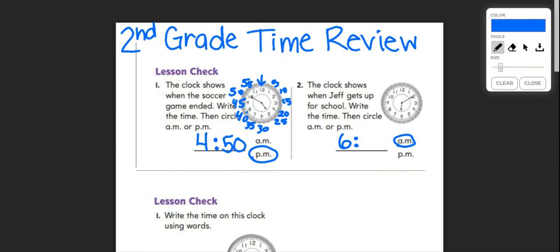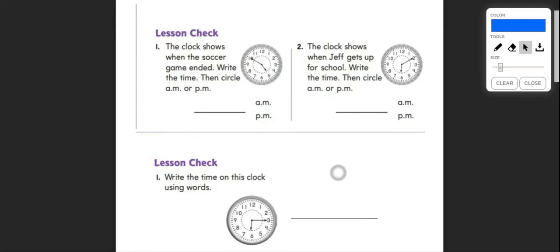Well, we said before 1 o'clock or the 1 on the clock means 5 minutes past, and the 2 on the clock means 10 minutes past. So that means it is 6:10. It is 10 minutes past 6. All right, and that would be AM, remember, because we're talking about the morning. All right, let's go to the next one.